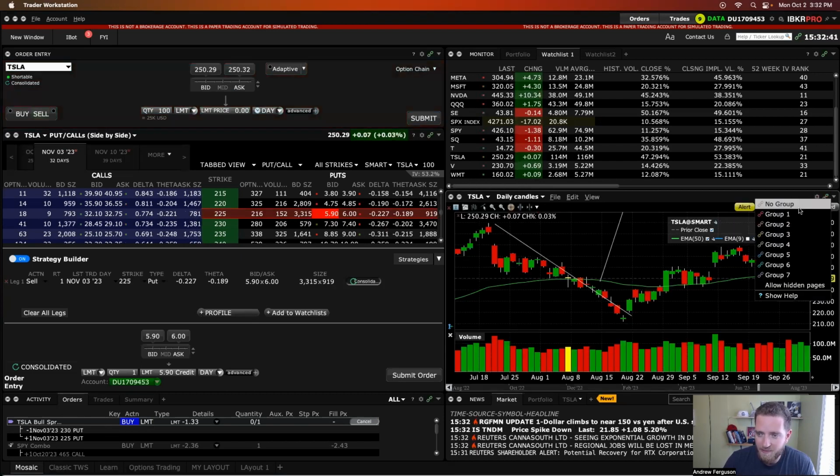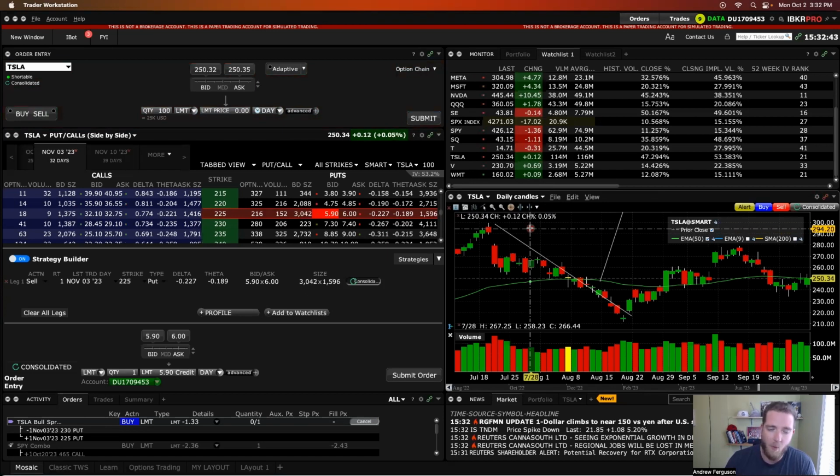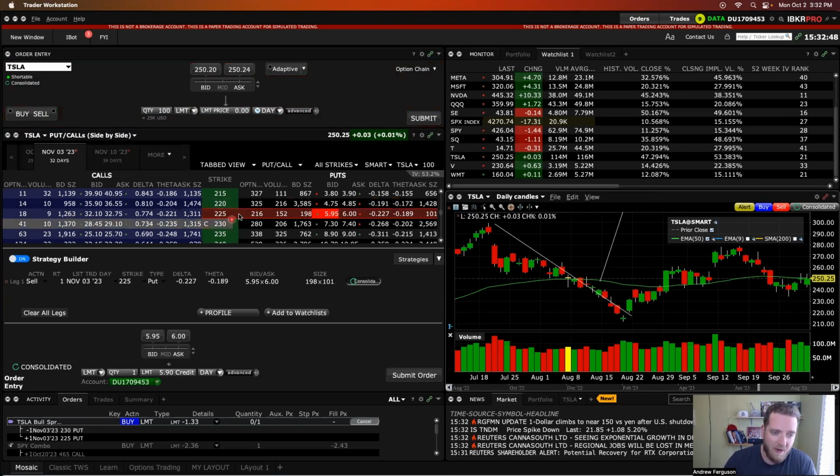What we can do to do this and make it even more interesting and more in our favor, we can look at what's known as the standard deviations and see if it's likely for 225 to get hit. If it is, and we're not comfortable with this 22% chance of having the stock price go below that, we can go a little bit further out.